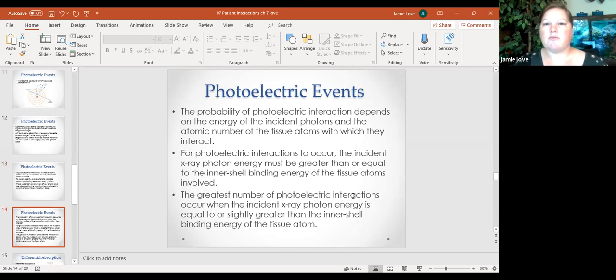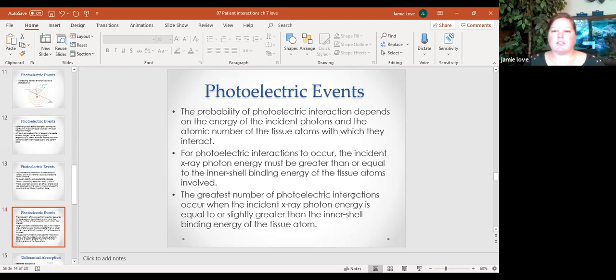The probability of a photoelectric interaction depends on the energy of the photon in relation to the atomic number of the tissue it's going to interact with. We have all these different tissues. We don't know the binding energy 100% of every single little part in the person that we're X-raying. We only kind of have a range that we go with. So you don't have to memorize that, like Jess was asking about.